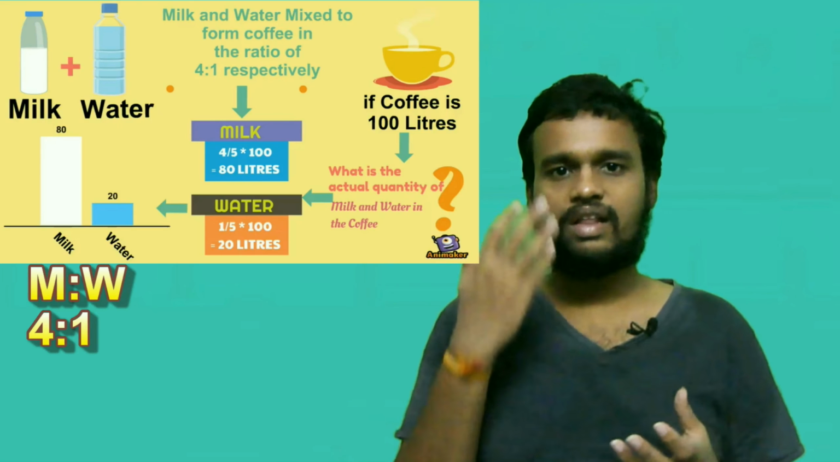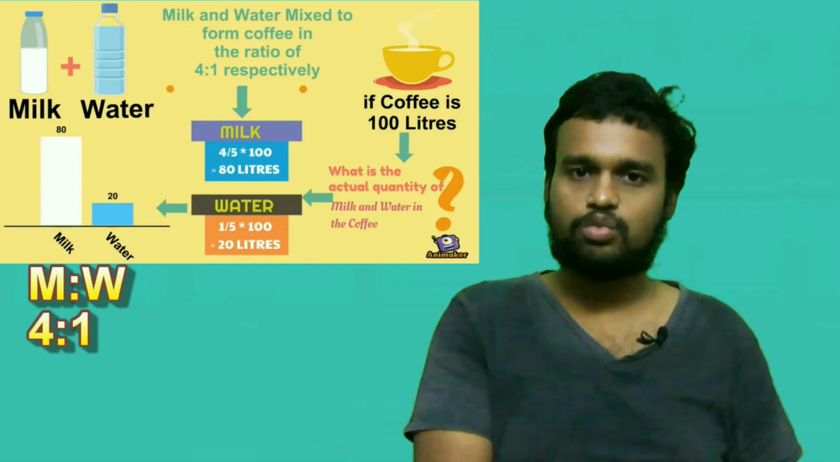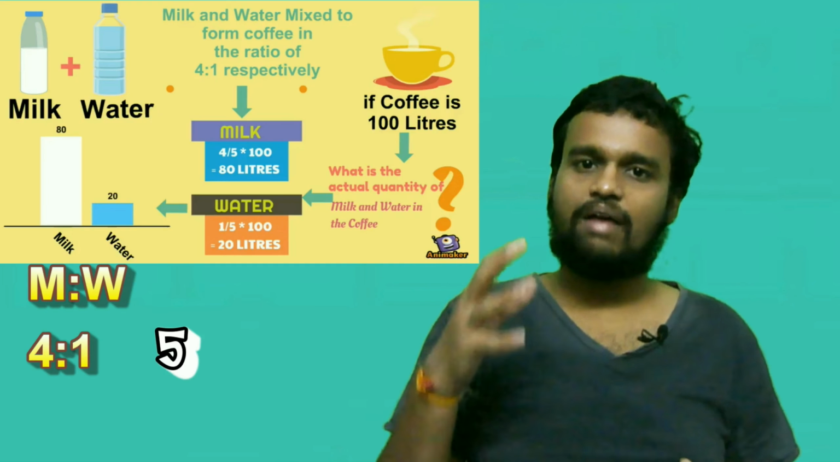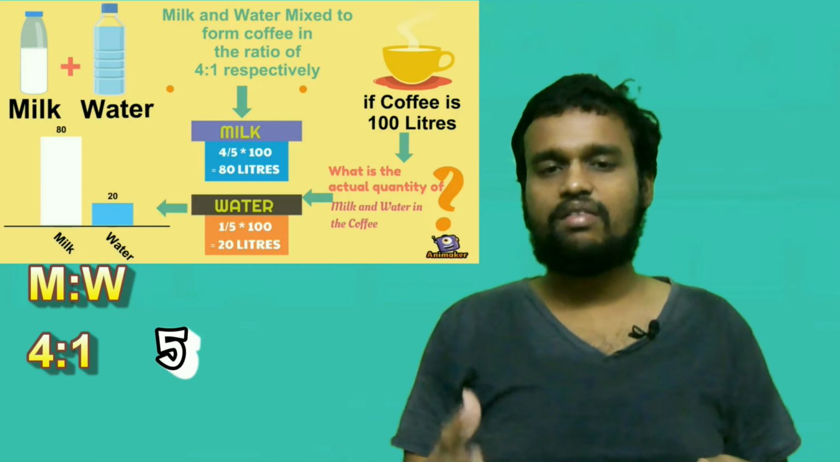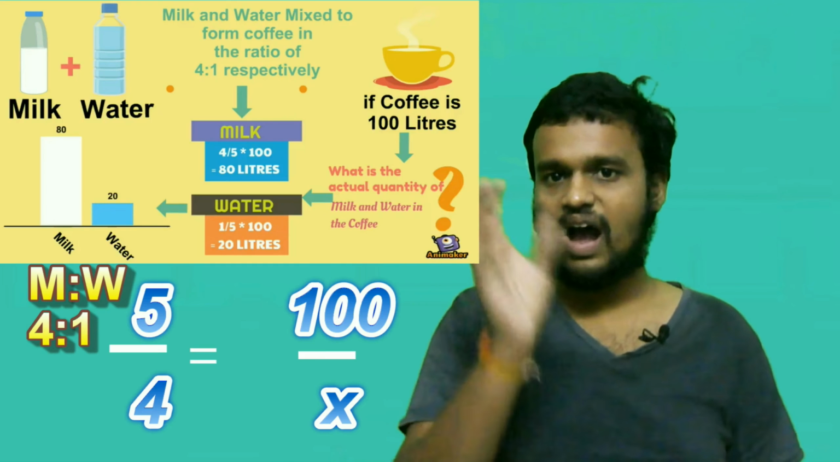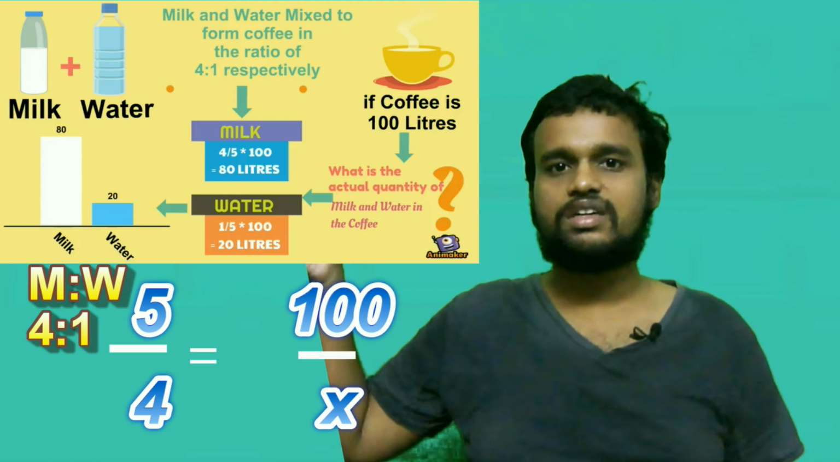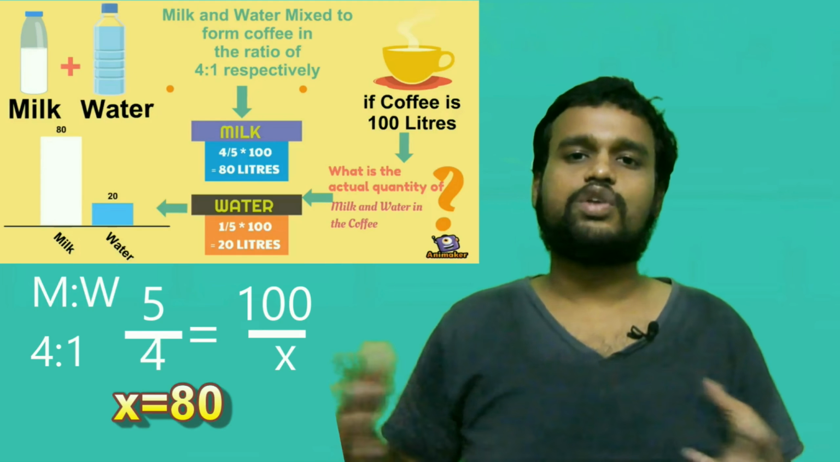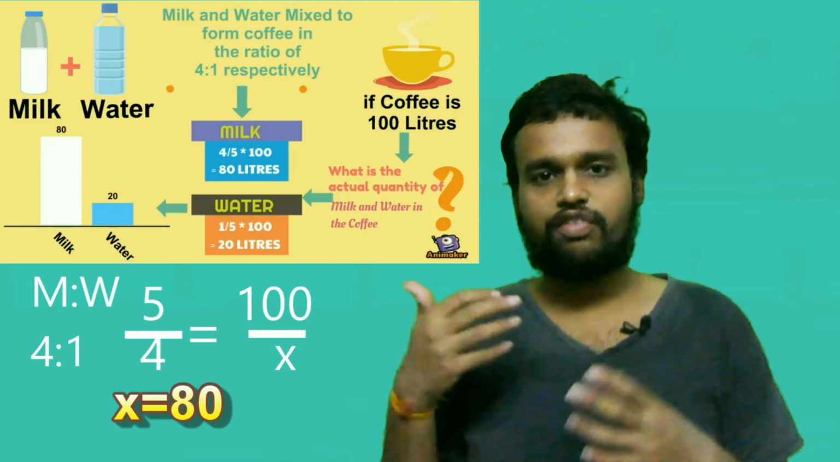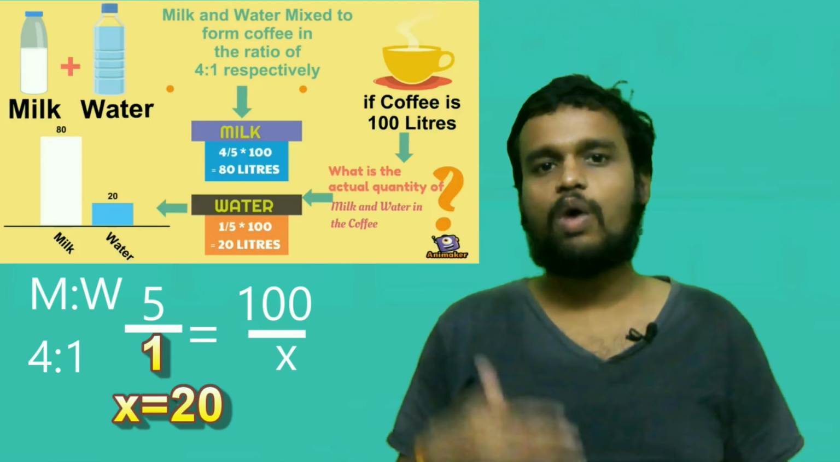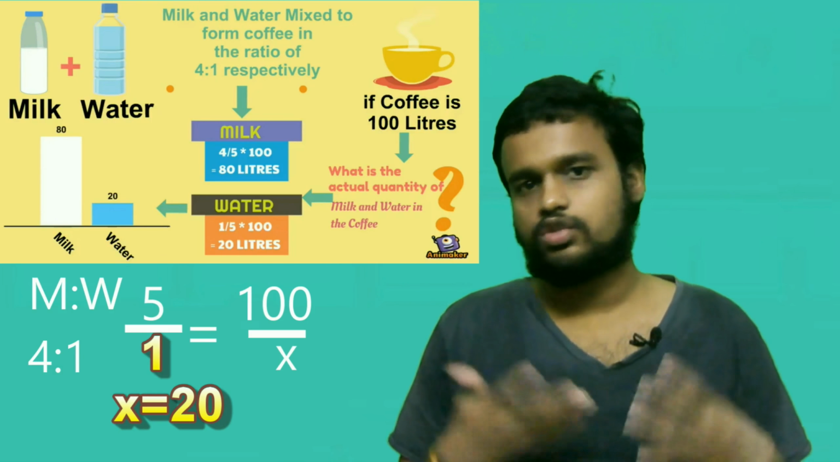We already said if the milk is 4 parts and water is 1 part, then when we combine that, we'll have a total of 5 parts. This 5 should be represented as 100. If 5 is represented as 100, then 4 should be represented as which value? Say x. If we solve that, we'll get the answer as 80. Same for 1. Instead of 4, if we put 1, the x will be 20, and that will be the percentage. So with the help of this, we can find it.